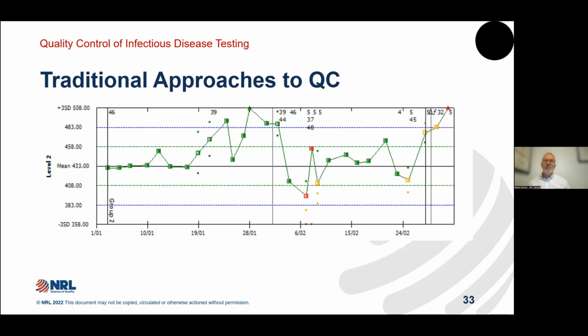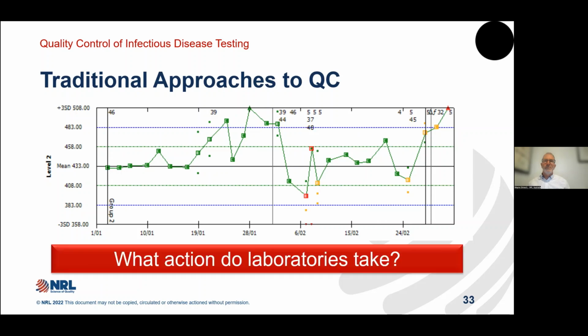When observing the performance of any data set in testing, the laboratory scientist has a number of choices to make when observing data that are out of control. So what is it that the laboratory does? What actions do they take to rectify any situations where data are out of control?